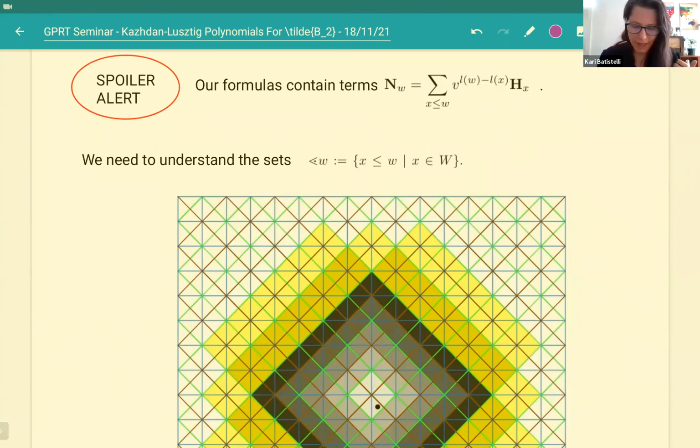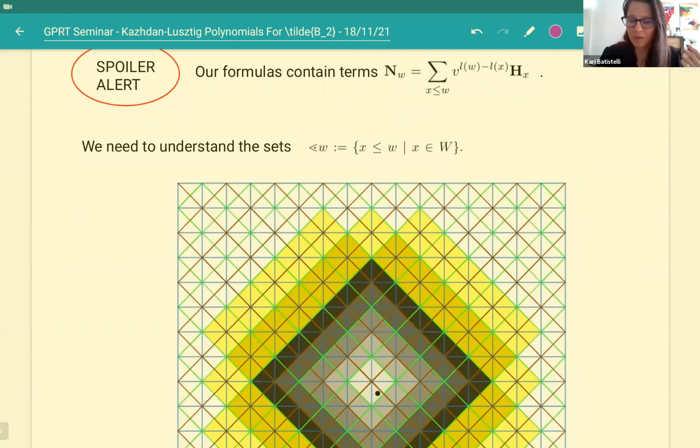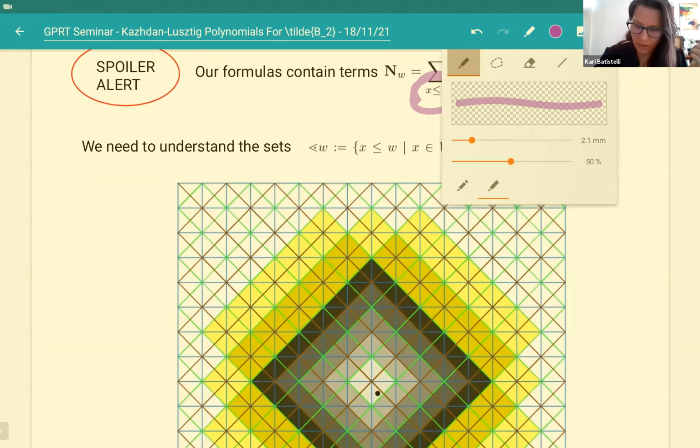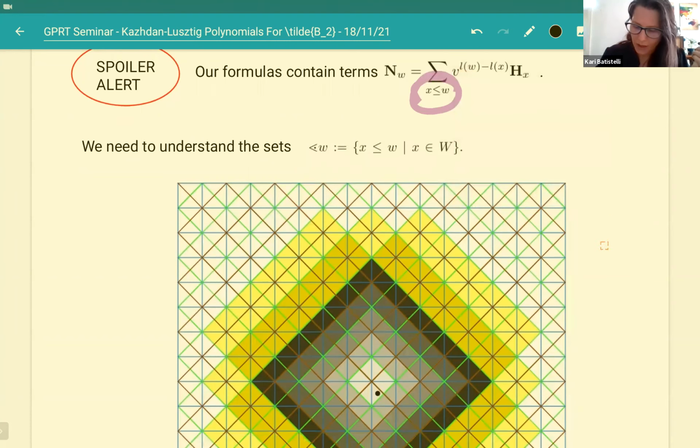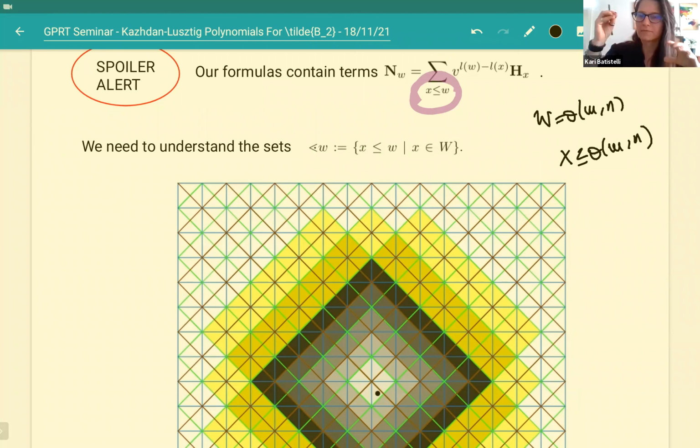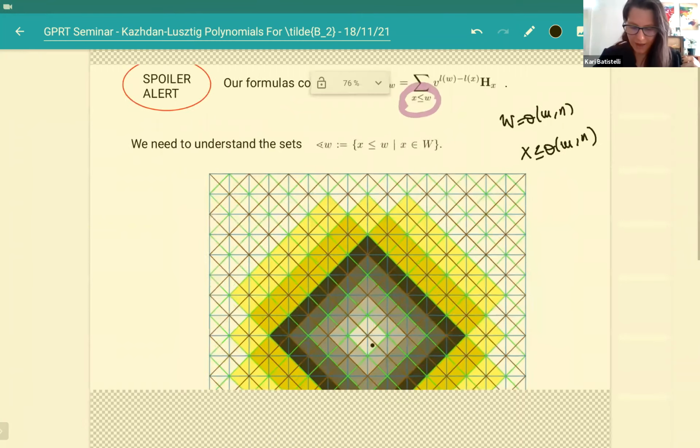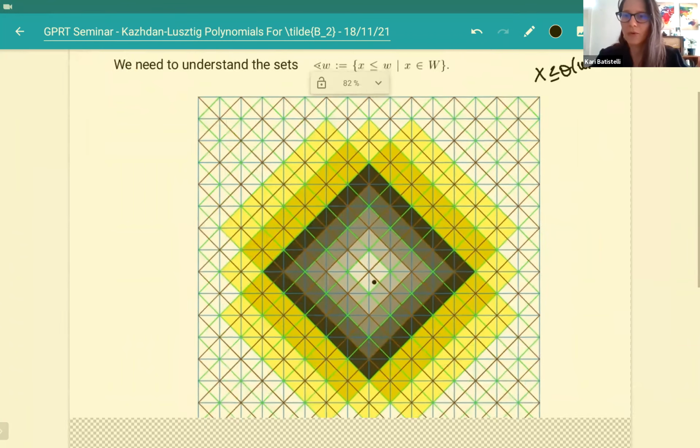And so it's important for us to understand what this means. In the case I'm in right now, W is theta mn. So I need to understand, first of all, what the set of elements that are lower or equal than theta looks like in the plane. And the way we do that is, well, this is how they look.